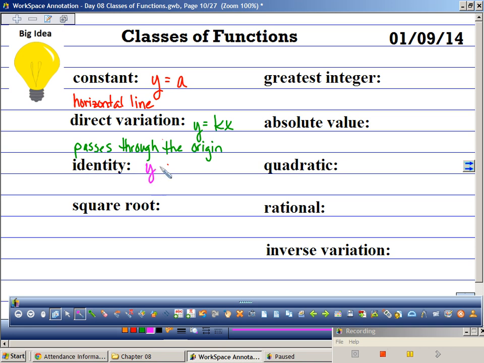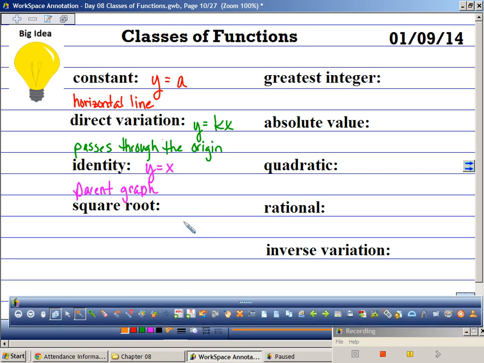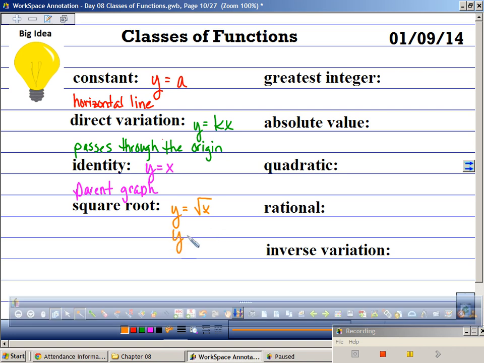What about identity? Y equals X, right? Just Y equals X. And I would call that our most basic parent graph. Square root function, Y equals square root of X, or Y equals X to the 1/2. Those are the same thing.